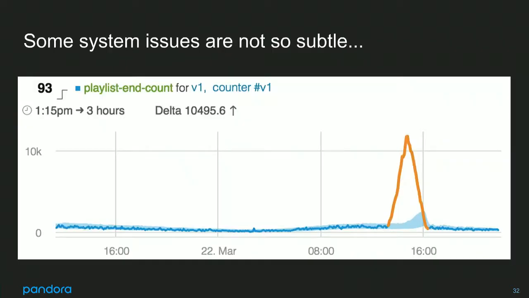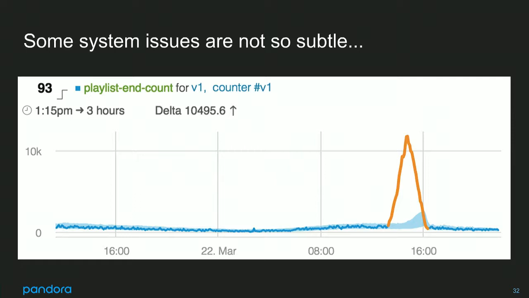So I'll go through some of the anomalies that we're detecting. It's worth pointing out that in a lot of cases, these system issues are not extremely subtle. There are cases like this. This is an example from a week ago where we had some issues on our back end with our track recommendations that were resulting in a lot of listeners basically not receiving the tracks needed to continue playing their sessions. And this is a particular event, a playlist end event.